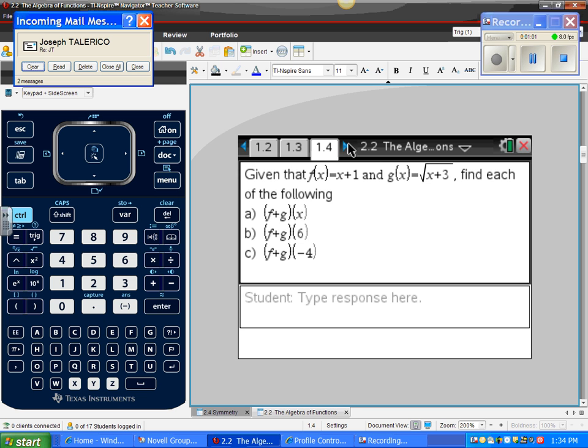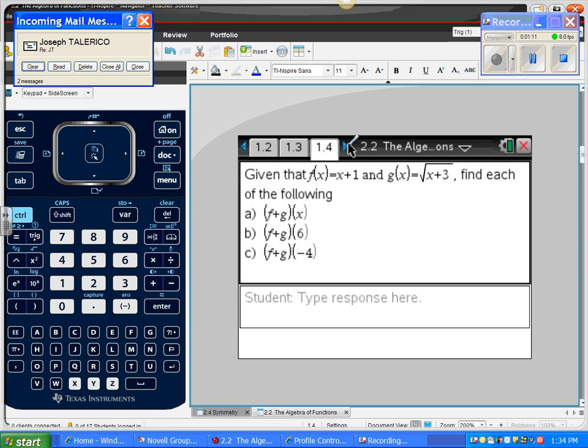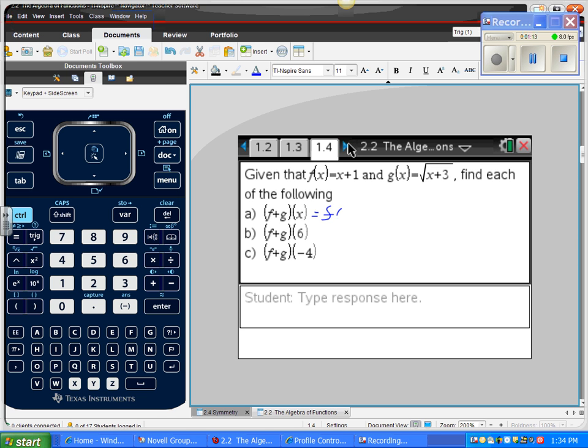Okay, so let's give one a shot. Given that f of x equals x plus 1 and g of x equals the square root of x plus 3, find each of the following. f plus g of x. So all that is f of x plus g of x. So we're just combining those two functions together. x plus 1 plus the square root of x plus 3. And since those are not like terms, we can't combine them. That's your answer.